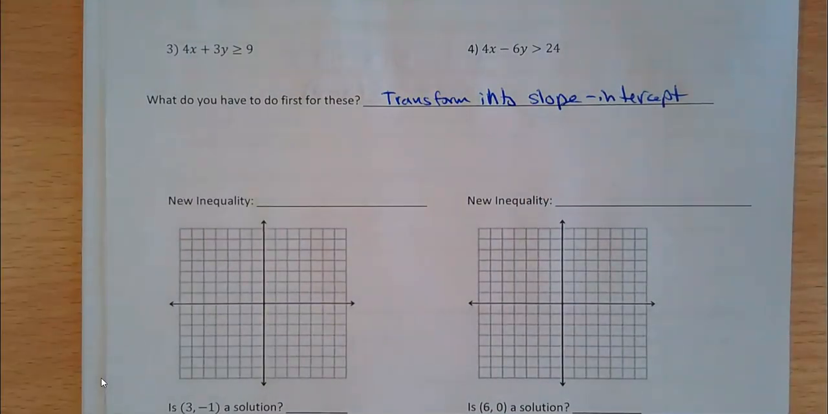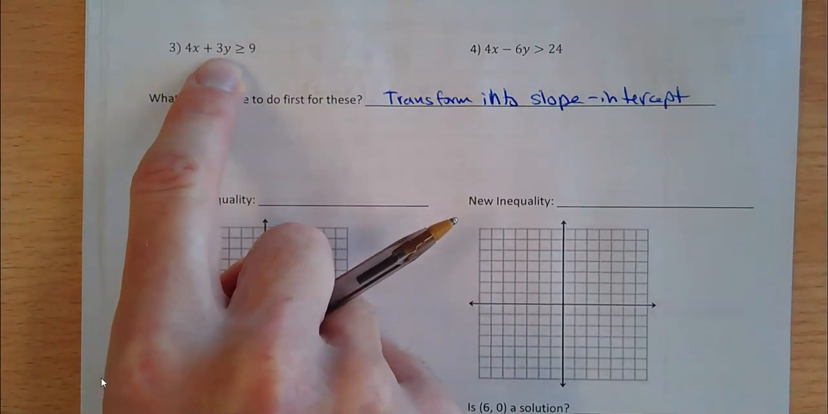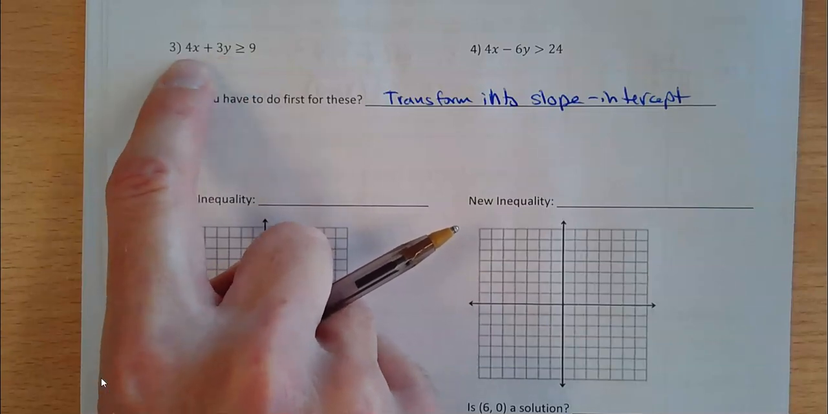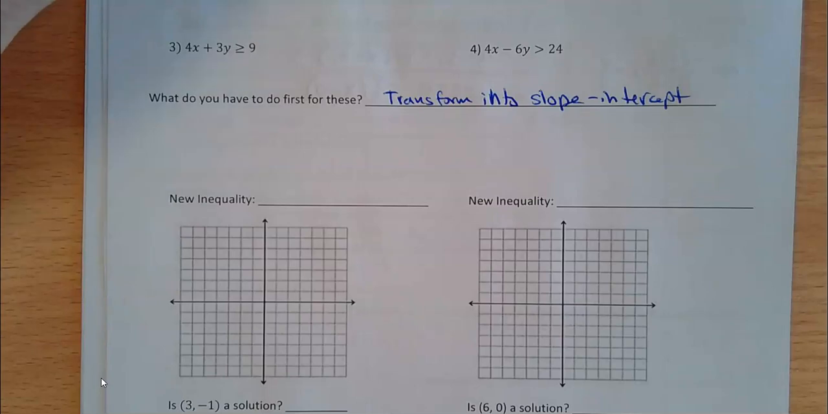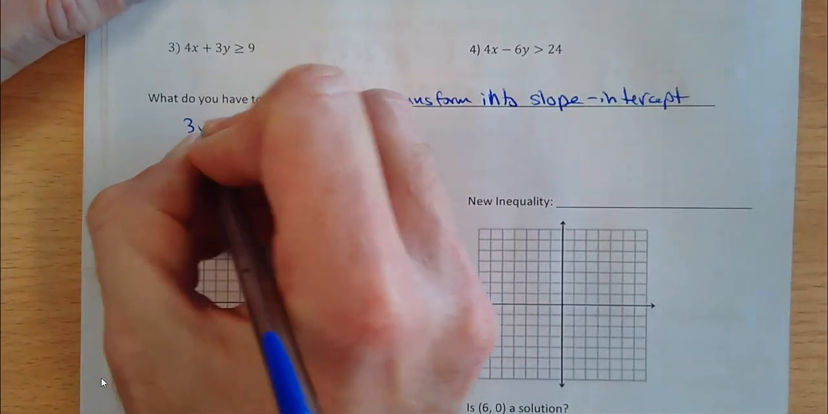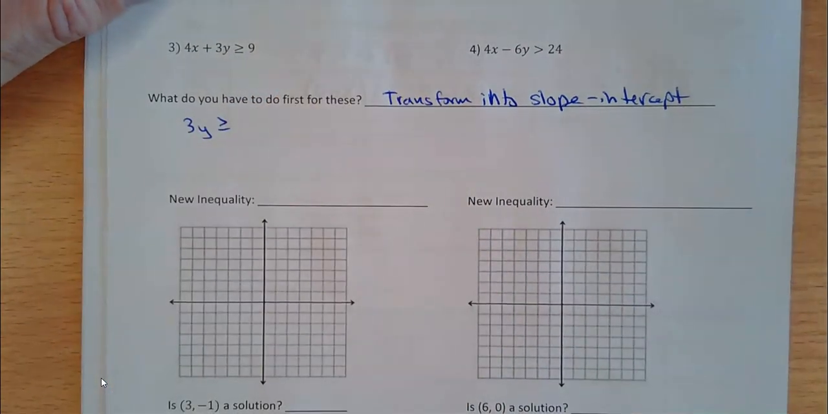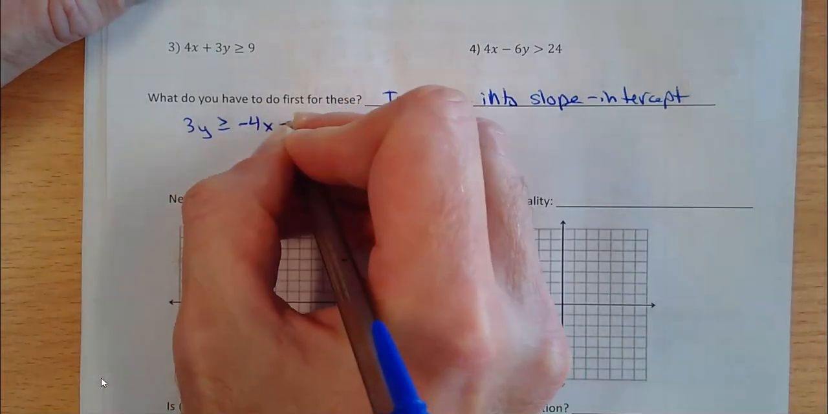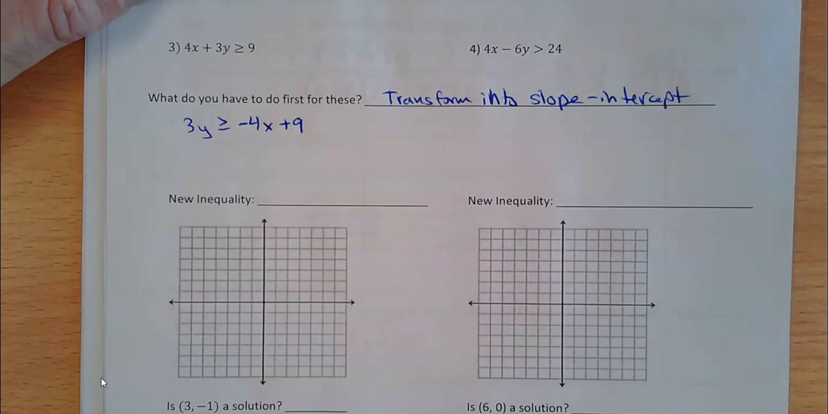So this equation, I'm going to get y by itself. So my first step, I'm going to take that 4x to the right side. So 3y is going to stay where he's at. When the 4x comes over, it's a minus 4x. So we get minus 4x plus 9. And then to get y by itself, divide everything by 3.